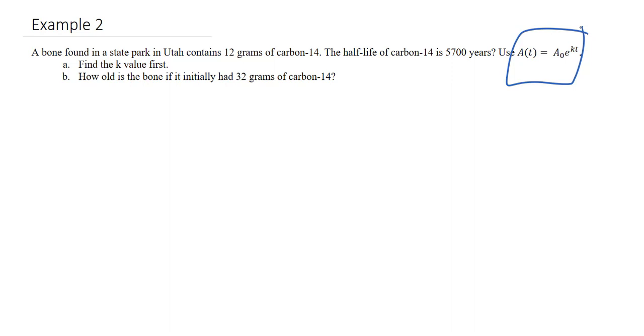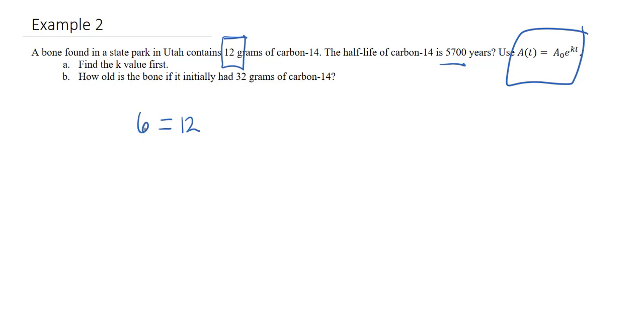So let's first solve for the K value. So we have our equation. What do we know? We have 12 grams, and we have the half-life of carbon-14, which is 5,700 years. So let's use the 12 grams as our starting amount. And then let's take the half-life of that. How long until that becomes 6? So we're going to go from 12 to 6.